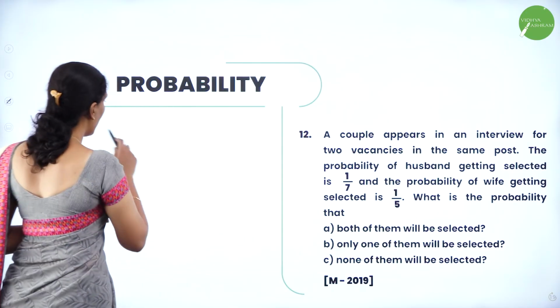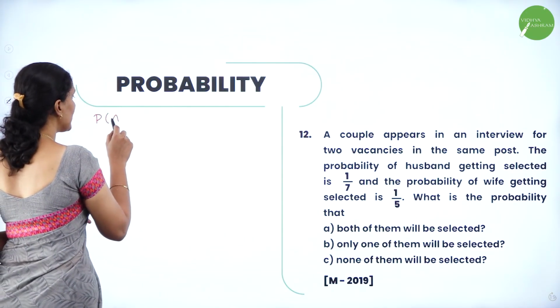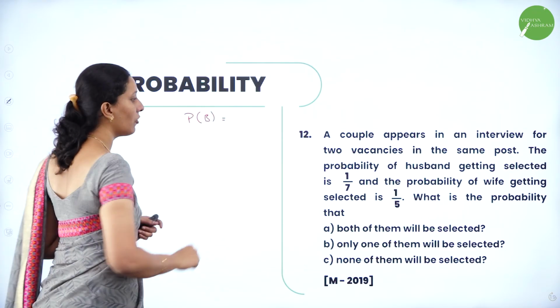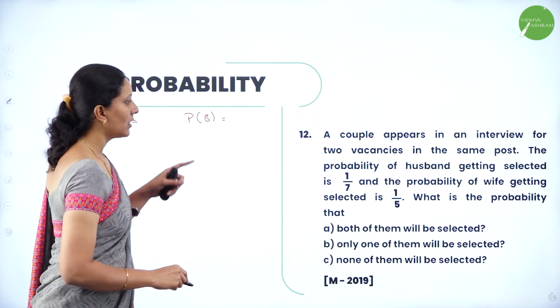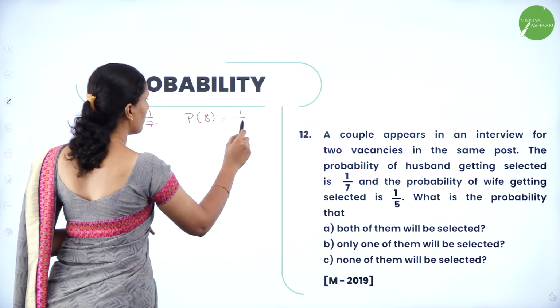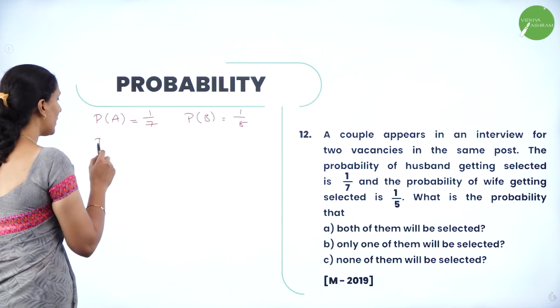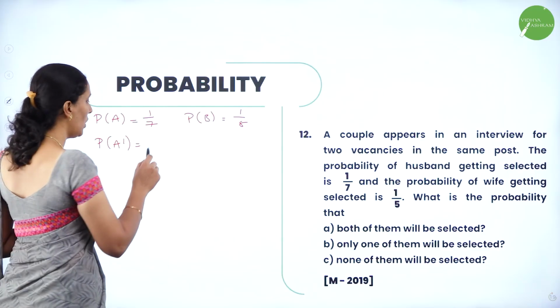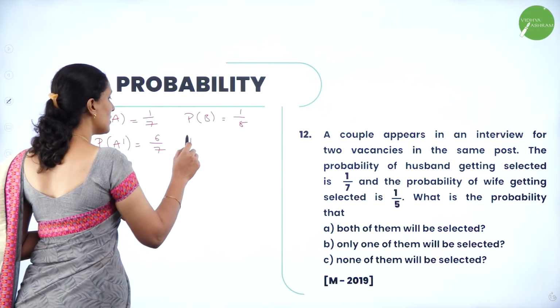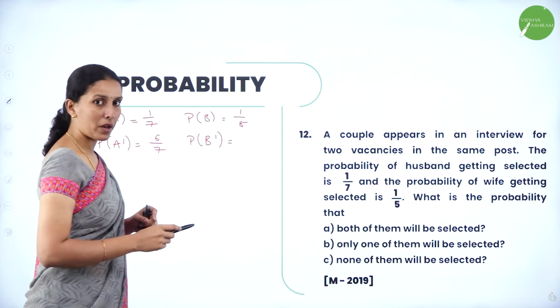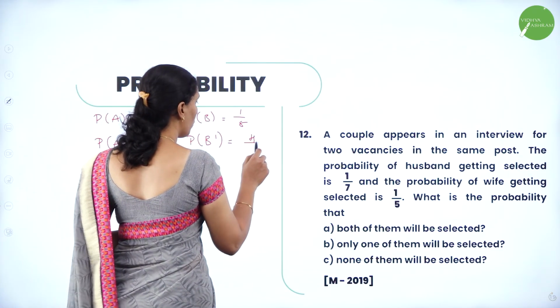So now let's take the probability of the wife getting selected and the probability of the husband getting selected. The value is given: the probability of the husband is 1/7, the wife is 1/5. What is the probability that the husband is not getting selected? That is 1 minus 1/7, which is 6/7. What is the probability that the wife is not getting selected? That is 1 minus 1/5, which is equal to 4/5.